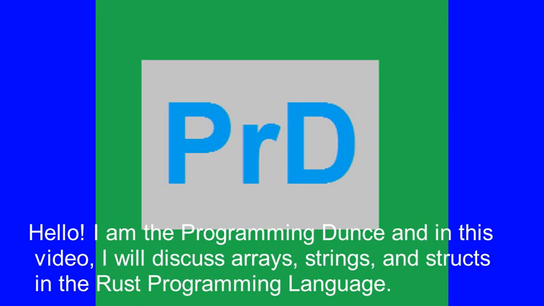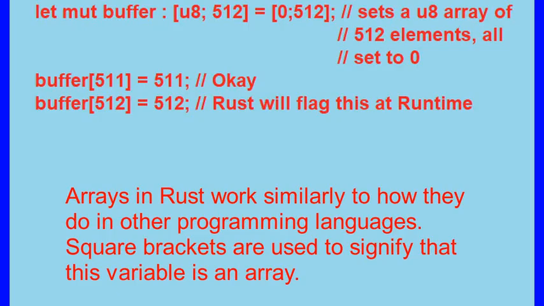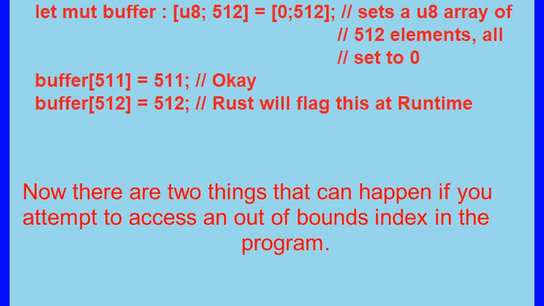Hello, I am the programming dunce, and in this video, I will discuss arrays, strings, and structs in the Rust programming language. Arrays in Rust work similarly to how they do in other programming languages. Square brackets are used to signify that this variable is an array.